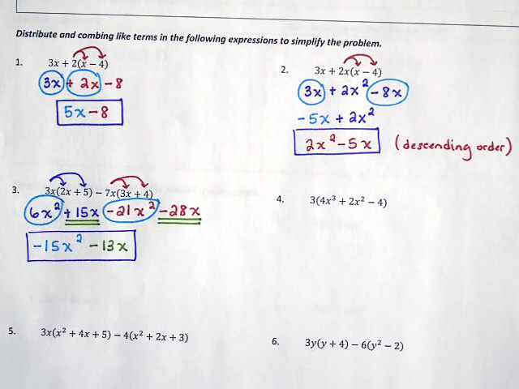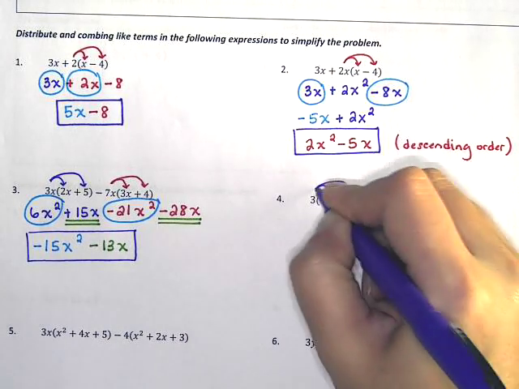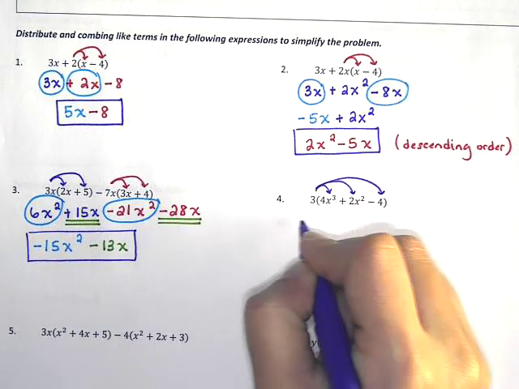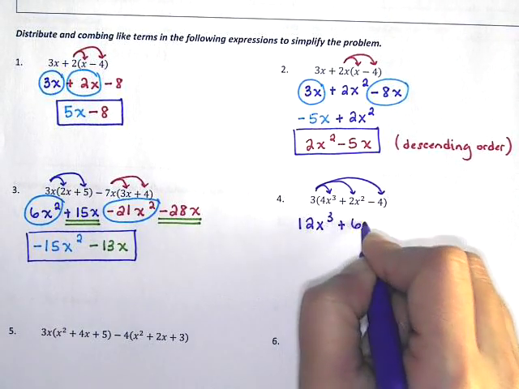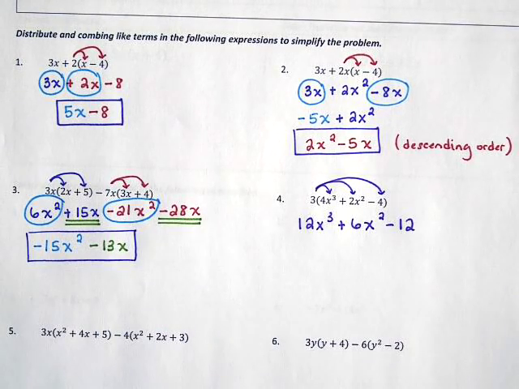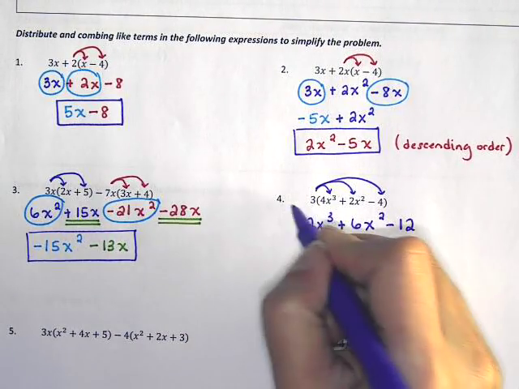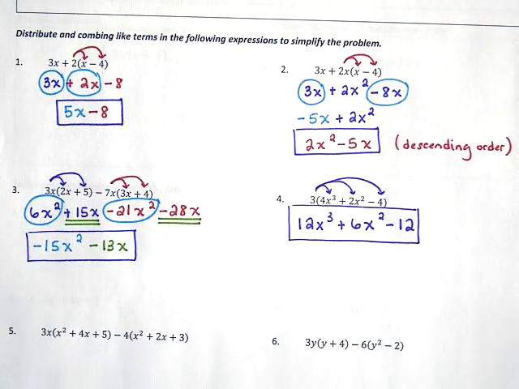Number 4, let's start by distributing. So we're going to distribute the 3 to everything inside the parentheses. So I'm going to have 12x cubed plus 6x squared minus 12. And when I look for like terms, there are no like terms. The problem is already in descending order, so we're going to go ahead and stop there and put a box around our answer.